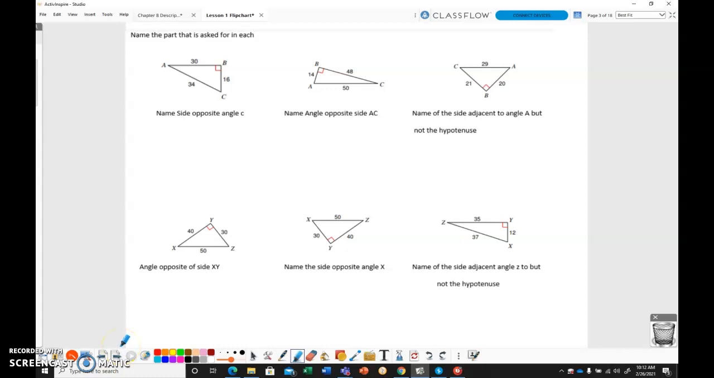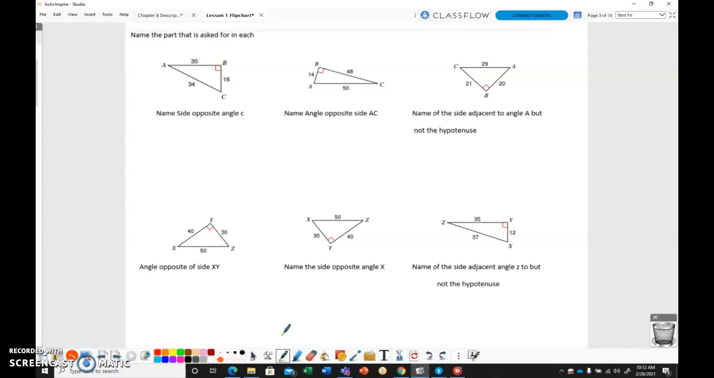First thing we have to do is practice making sure that we know which side is opposite, which side is adjacent, what's the hypotenuse, no matter what orientation the triangle has. So that's what this first thing is doing. So pause the video here and see if you can answer these questions before I go over them.